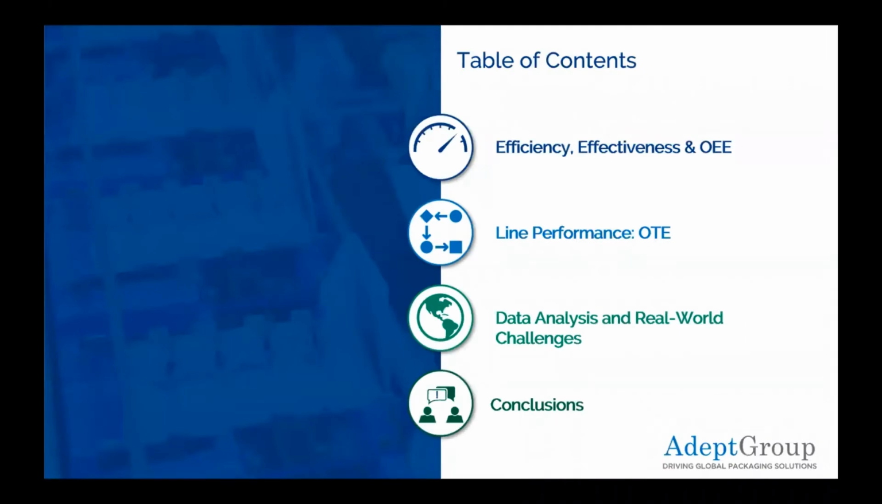So this is the table of content for today. We will start speaking about efficiency, effectiveness, and OEE. And then we will move to the line performance measure that is called OTE. It is probably the topic that is often confused with OEE, but it's our main focus today. Then we will look at data analysis and real world challenges to give some ideas about what are the real challenges of applying an OE project in a real production line. And then we will have some conclusions and time for questions.